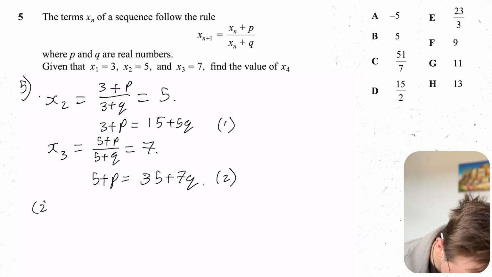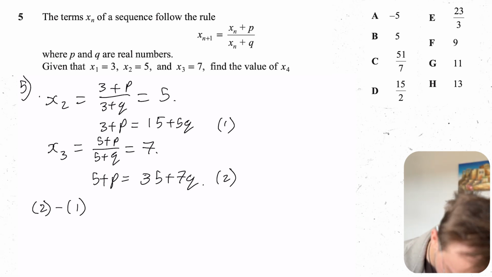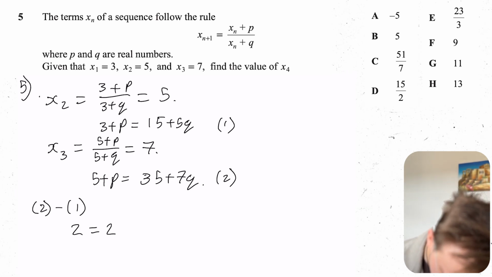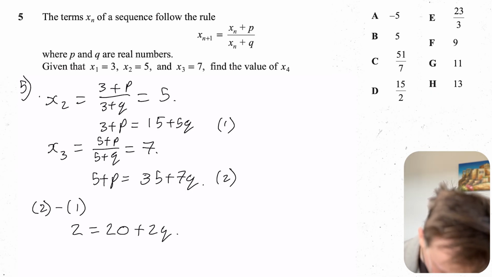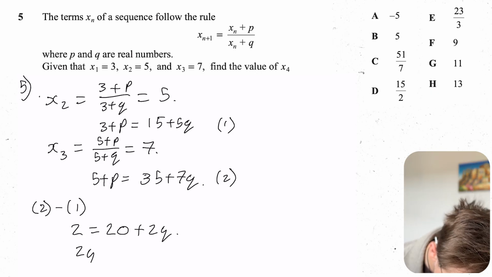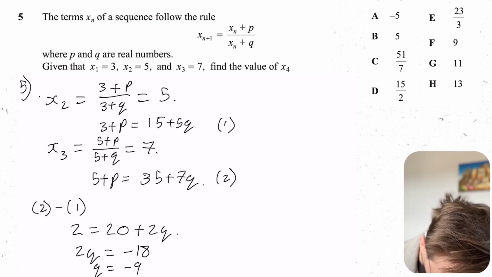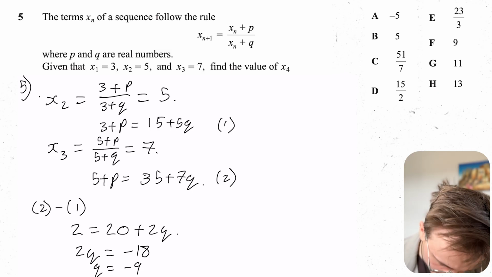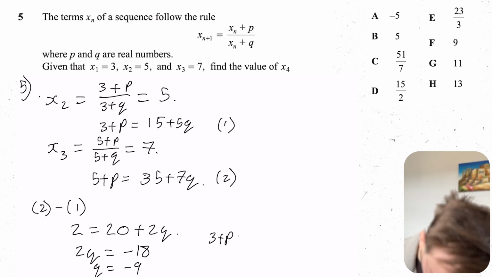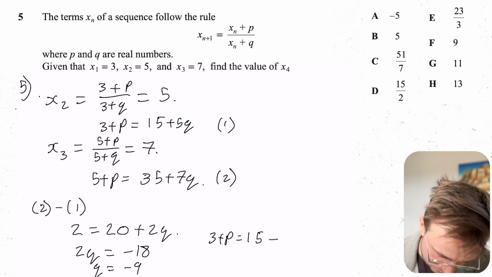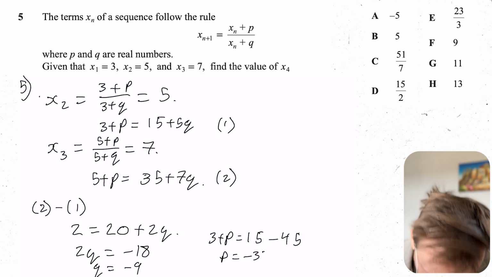Then do 2 minus 1. That gives me 2 = 20 + 2q, so therefore 2q = -18, q = -9. And then, how do I find p? 3 + p = 15 - 45, so that's -30. p is equal to -33.